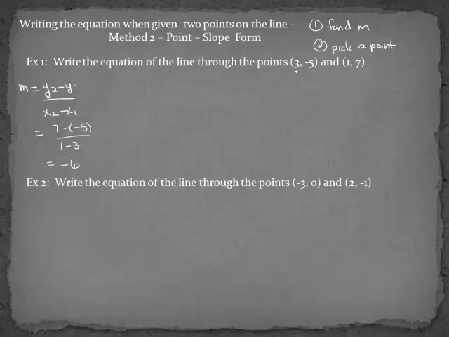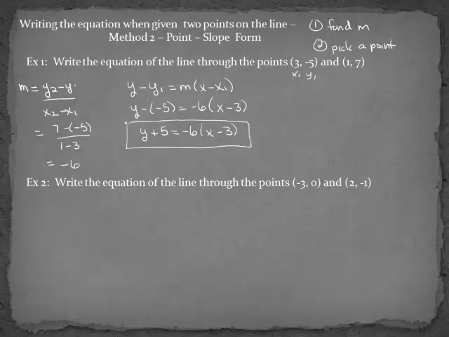And using this point as x1, y1, I get y minus y1 is equal to m times x minus x1. So I have y minus negative 5 is equal to negative 6 times, oh darn, sometimes my pen just does that, I'm not really sure why. So x minus 3, so y plus 5 is equal to negative 6 times x minus 3. And again, we could go further with this, and we could turn it into slope-intercept form, or we can leave the answer just in this format.